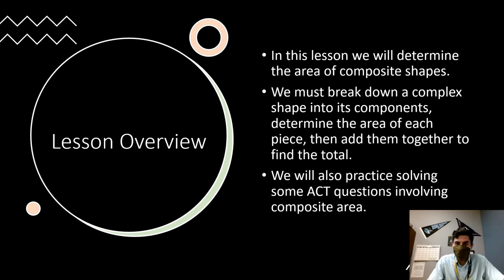So in this lesson, we will determine the area of composite shapes. We're going to break down complex shapes into their components, determine the area of the pieces, and then add them together to get the total. And we will also deal with perimeter. These kind of questions are very common on the ACT.